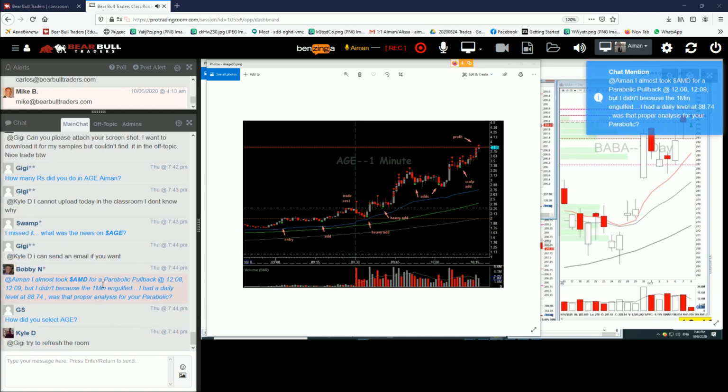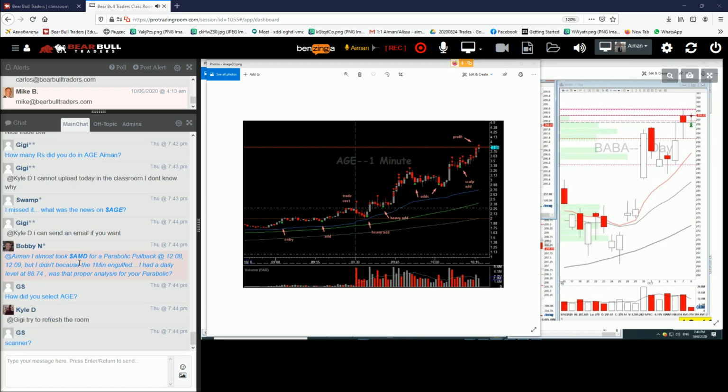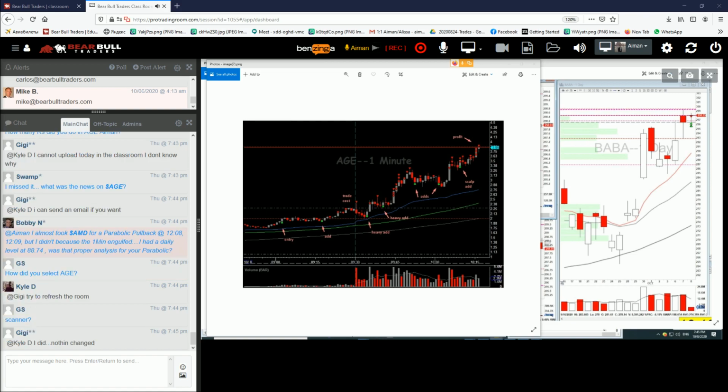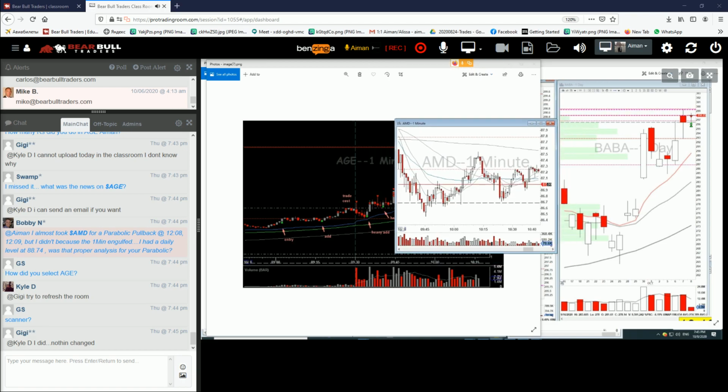I almost took AMD for a parabolic pullback at 12.08, 12.09, but I didn't do it because the 1 minute engulfed. I had a daily level at 88.74. Was that proper analysis for parabolic? Let's take a look at AMD. Let me have the 5 minute chart there. Okay, at 12.05, I see 3 consecutive candles on the 5 minute chart.